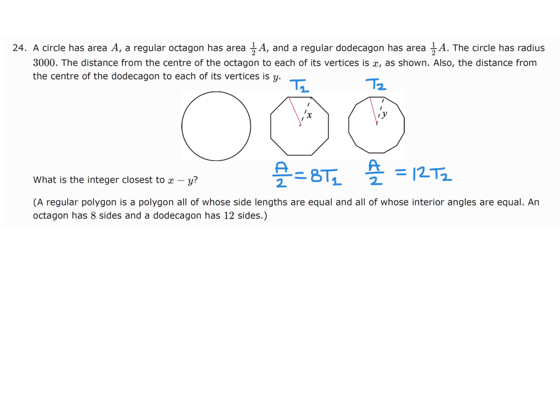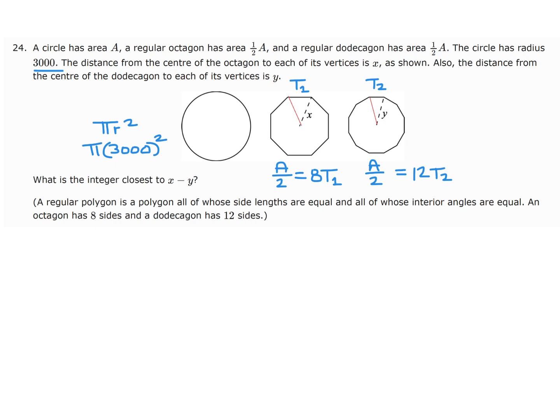Okay. And then this area is pretty straightforward. That's pi r squared. And they've given me that the radius is 3,000, so it'd be pi times 3,000 squared. Okay, so that part's easy, the circle. Now what we have to do is figure out the area of each of those triangles.